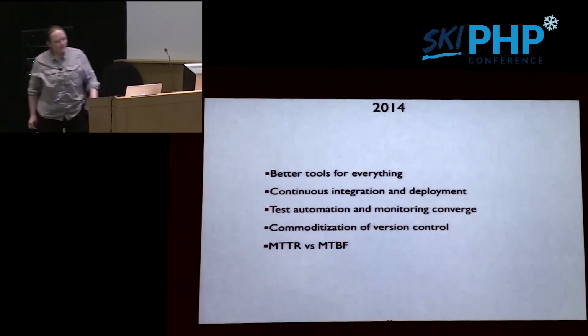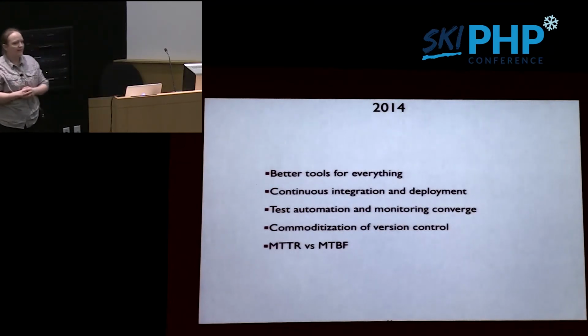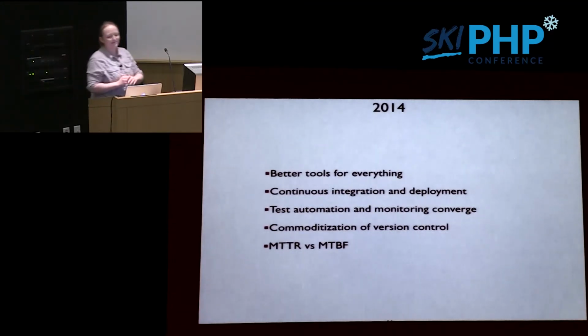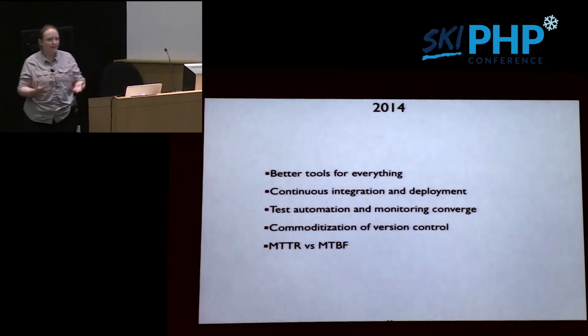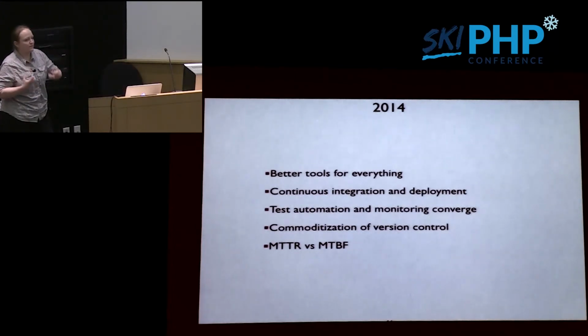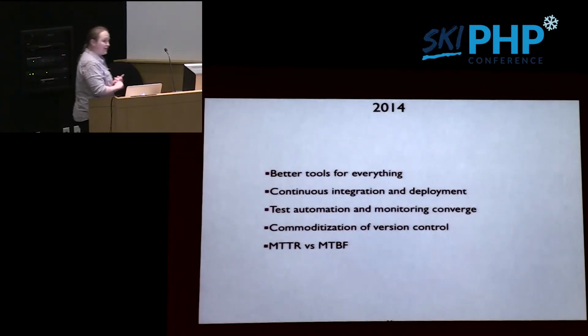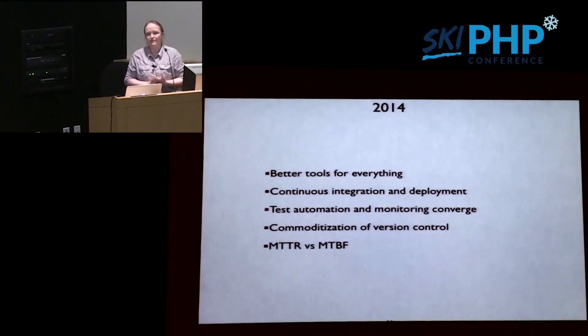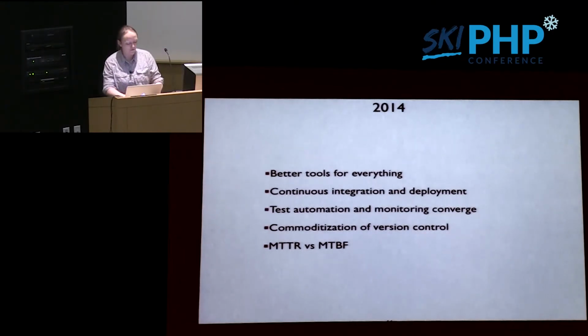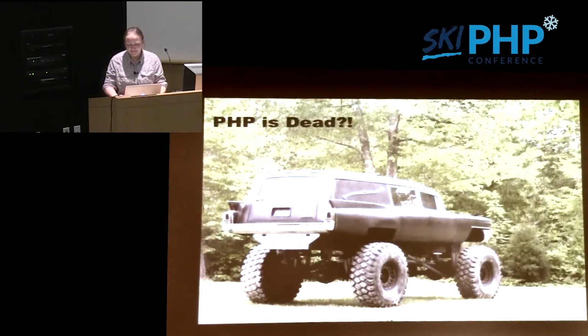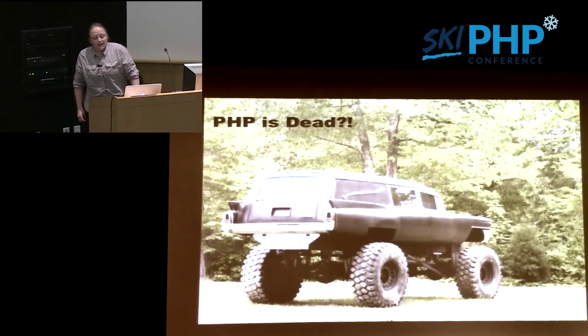Okay. By 2014, we had better tools for everything. We're all about continuous integration and deployment. We have test automation, woohoo, and monitoring, and test automation and monitoring have converged, right? So you're probably running some tests against your production server, as long as they're not destructive. Version control became commoditized, and we got this new idea that the measurement for reliability of your app was the mean time to recover from a problem instead of the mean time between failures, and that's a pretty revolutionary thought too.